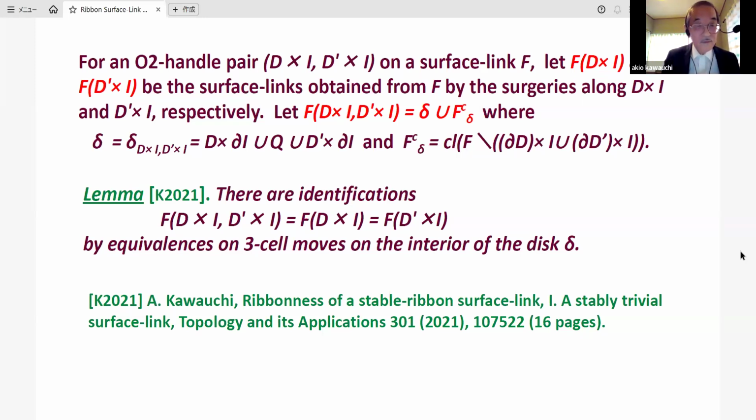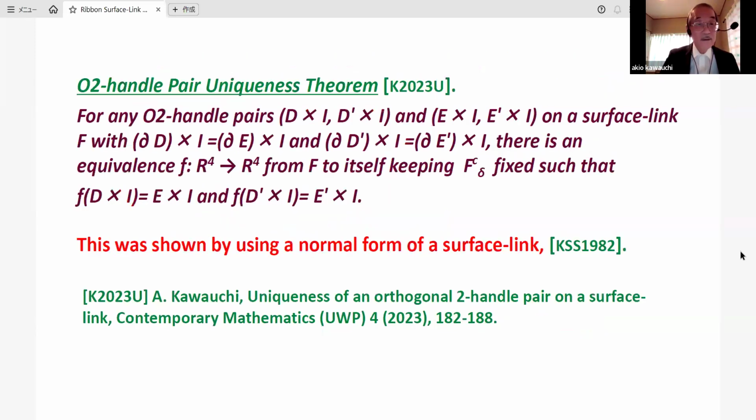Then there are identifications: F_{D×I,D'×I} is equal to F_{D×I}, which is equal to F_{D'×I}, by equivalences on 3-cell moves on the interior of the plumbing disk Δ. The following O2-pair uniqueness theorem is obtained. And this is very basic to our argument.